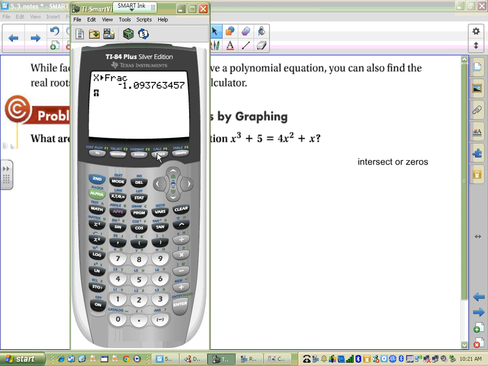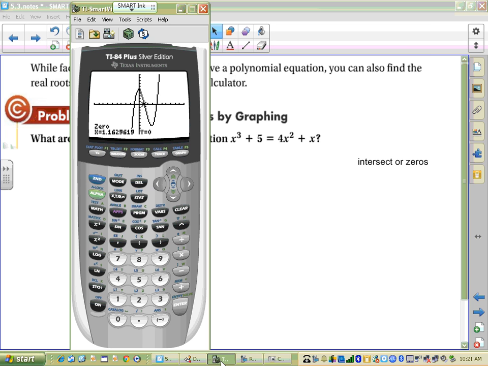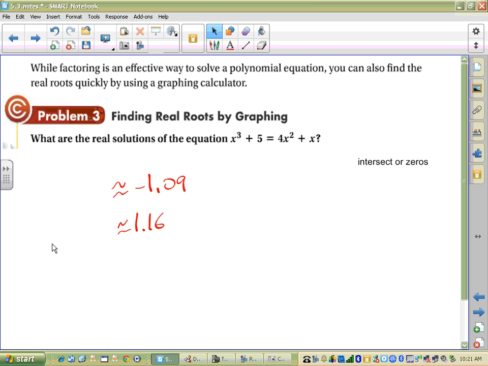It's probably irrational. Okay? Let me calculate another zero, choosing a left bound of 0 and a right bound of 2. Our other zero is approximately 1.16. That's not going to turn into a fraction. That one's irrational also. My third zero, if I choose a left bound of, say, 2 and a right bound of, let's say, 6, that probably ought to do it. And the other one's 3.93.